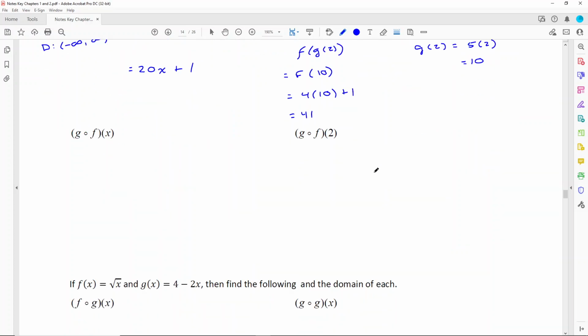All right, so I'd like you to pause the video and try g at f of x. So give this one a go. See if you can plug the f of x equation into the g of x equation, figure out what the new domain is, and then plug in the value of 2.